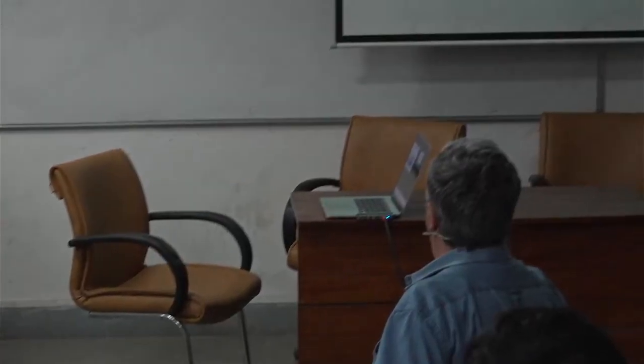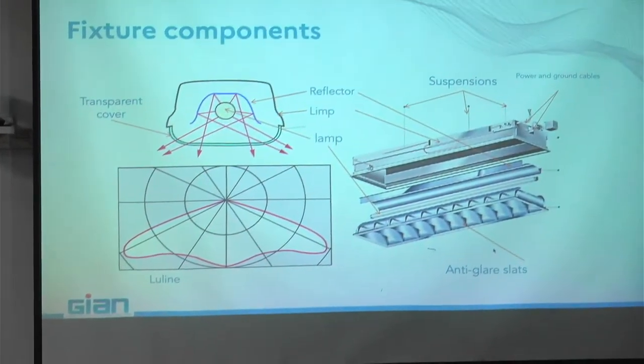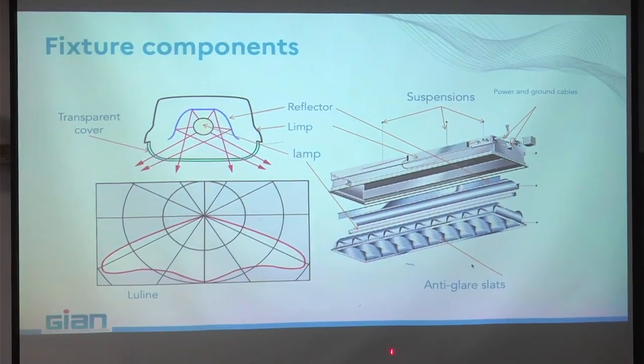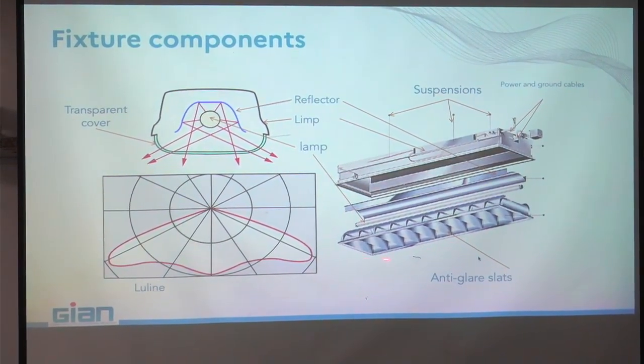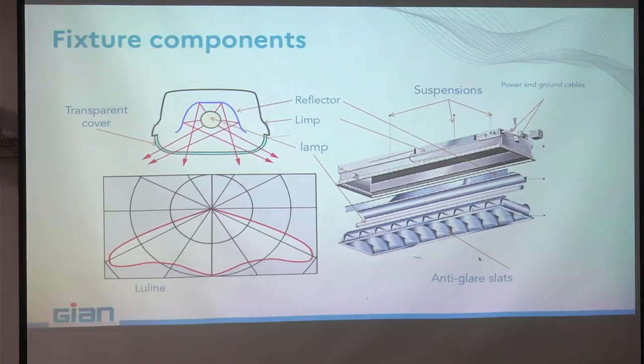Then you have the lamp, and you may or not have a transparent cover, and you may or not have this kind of slats, which is the anti-glare, to avoid seeing the lamp directly. When we speak about glare tomorrow, you will understand why we have these slats here, so as to avoid seeing the lamp directly and being glared. And the function of the fixture is to shape the beam coming out from the fixture.